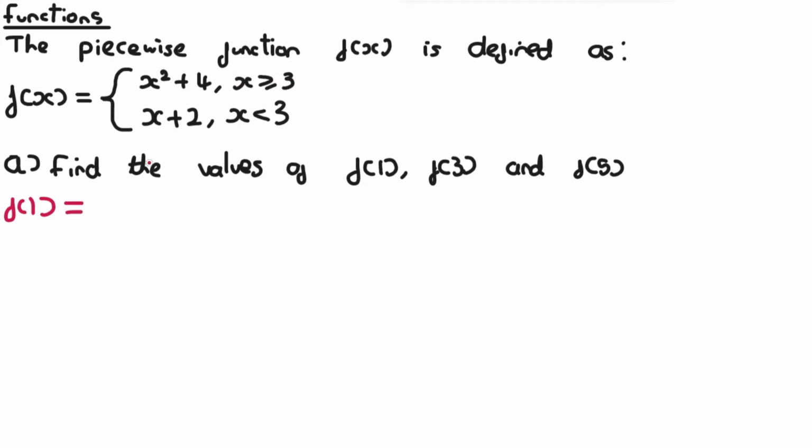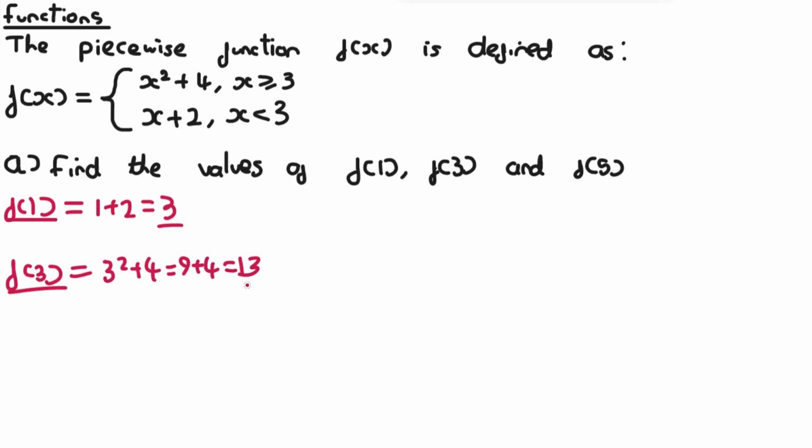So f(1) is equal to, and then we plug x into here, so it's going to be 1 plus 2, and this is equal to 3, so f(1) is equal to 3. f(3) is going to be equal to, and then what domain does it lie in? Because x is bigger than or equal to 3, it lies in this domain, so we use this function. So it's going to be x squared plus 4, so it's going to be 3 squared plus 4, which is equal to 9 plus 4, which is equal to 13.